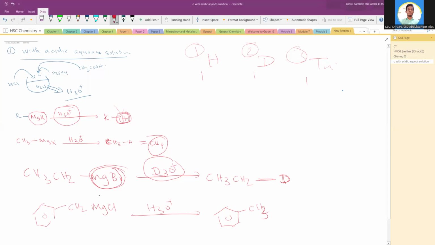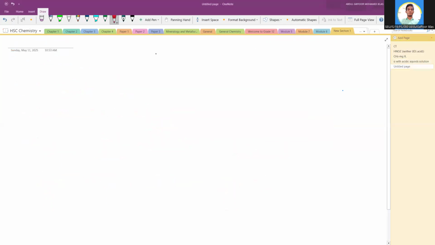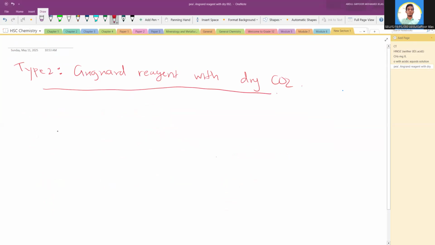And now we'll move to the next type, that is with dry carbon dioxide. So the second type is with dry carbon dioxide. Type 2: Grignard reagent with dry CO2. First of all, we have to understand the structure of carbon dioxide. So CO2 means carbon with a double bond to O, and a double bond to O. Now we have RMgX.